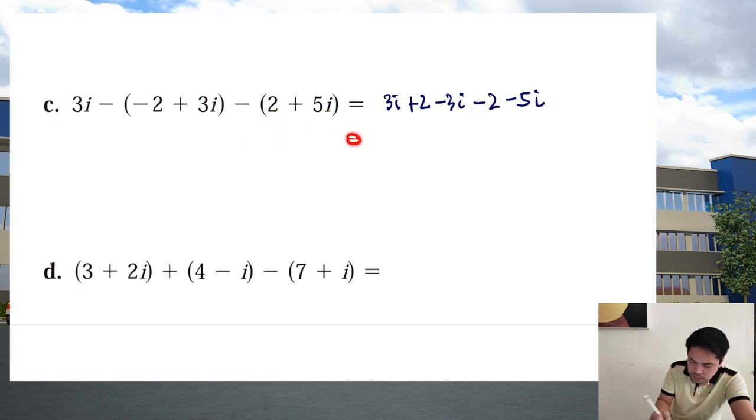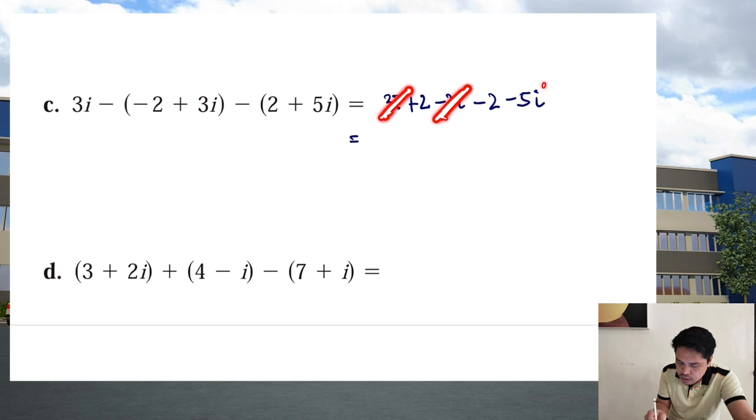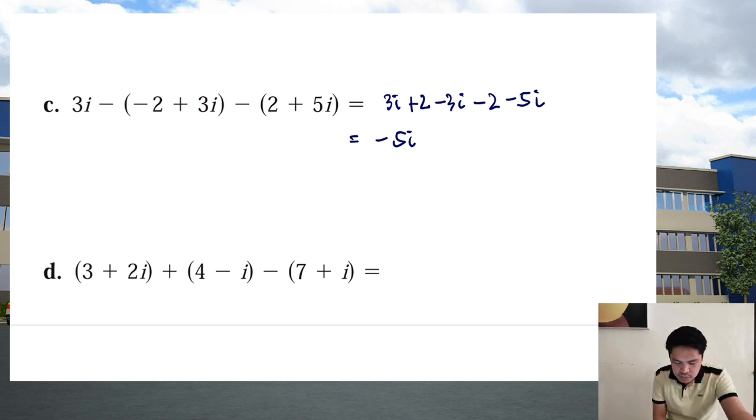Okay. Then combine all the real parts. So we'll have 2 minus 2, 0. And the imaginary parts, 3i minus 3i, cancel that out. Negative 5i is left. So the answer is just negative 5i. And that's it. Too easy.